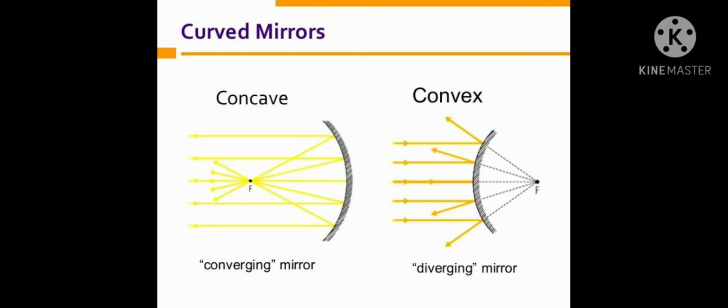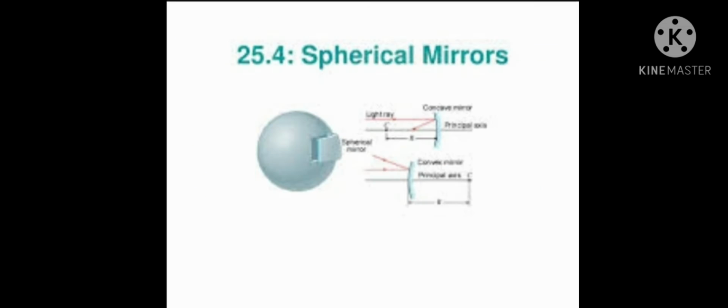In the previous video, we covered the basics of reflection. In this video, we will cover the types of curved surfaces, how the curved surfaces are used to make spherical mirrors, and their uses. First, we discuss the curved surfaces. There are mainly two types of curved surfaces. Any curved surface is part of the sphere.